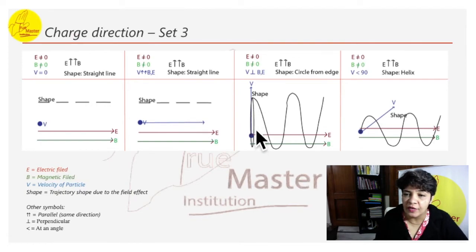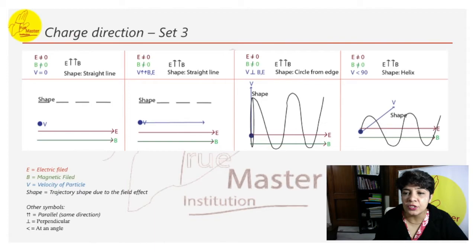In case 3, the charge is thrown into both the magnetic and electric field. Here both the fields are present. The charge will make a circle, then form a helix. Because velocity is perpendicular to the magnetic field and electric field, first it is going to make a circle, and after that, from the edge of the circle, it will make a helix shape.